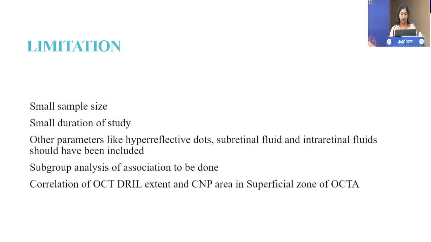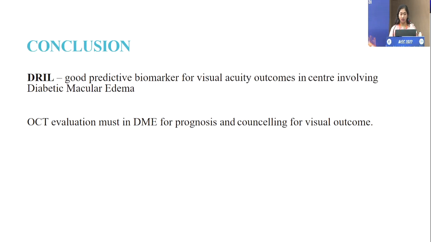Limitations are the small sample size and short duration of study. Other parameters like hyperreflective dots, SRF and intraretinal fluid should have been included, subgroup analysis of association needs to be done, and correlation of OCT DRIL extent and CNP area seen in the OCT could have been done. The conclusion is that DRIL is a good predictive biomarker for visual acuity outcomes in center involving diabetic macular edema, and OCT evaluation is a must in DME for prognosis and counseling of visual outcome.